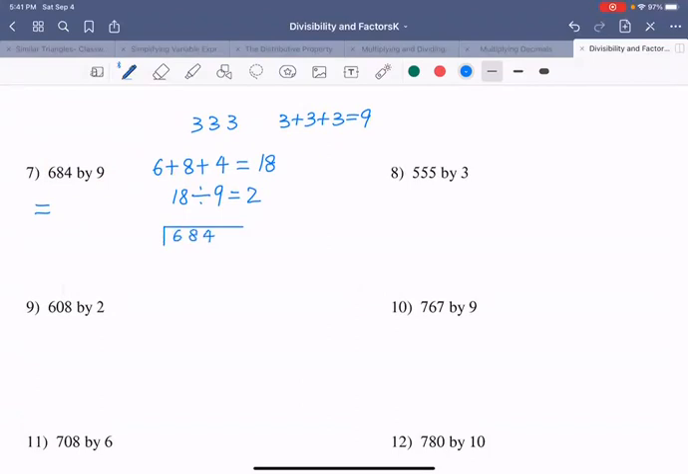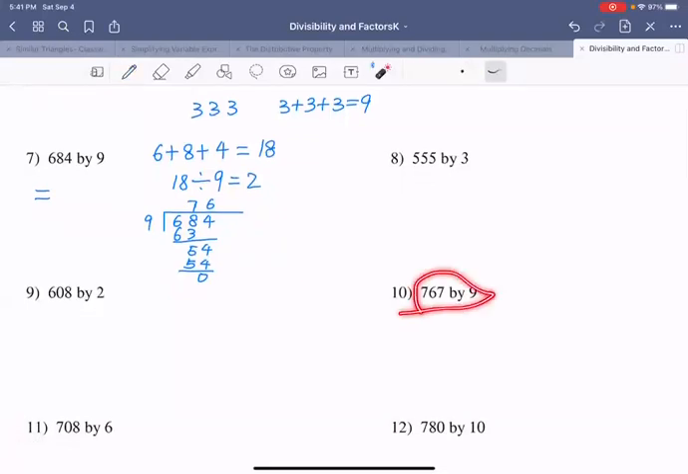Go ahead. 684 divided by 9. 9 times 7 is 63, the closest number without exceeding the number. 8 minus 3 is 5. 6 minus 6 is 0, 54. And then 6 times 9 is 54. Perfect. 54 minus 54 is 0. Yeah, that's good. Okay.